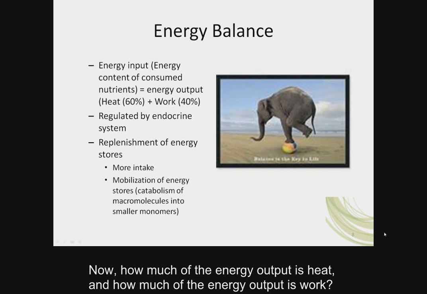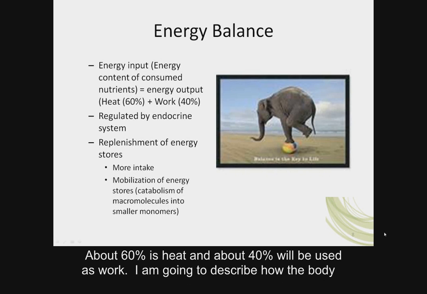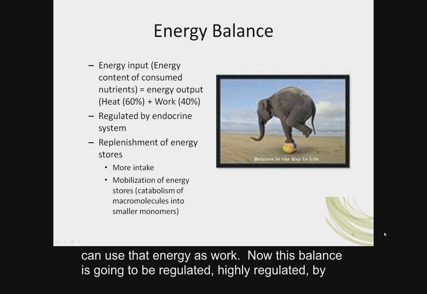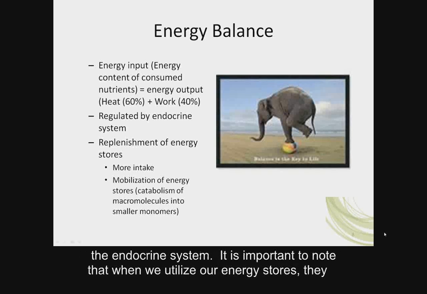Now, how much of the energy output is heat? And how much of the energy output is work? About 60% is heat, and about 40% will be used as work. I am going to describe how the body can use that energy as work. Now, this balance is going to be highly regulated by the endocrine system.